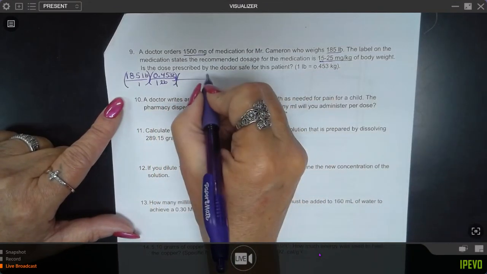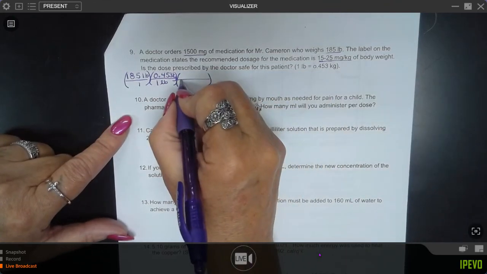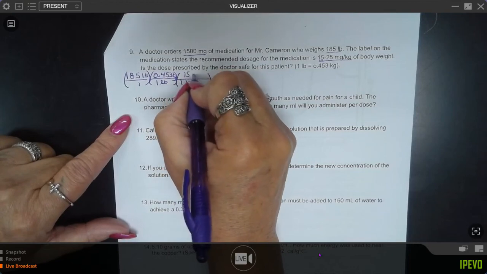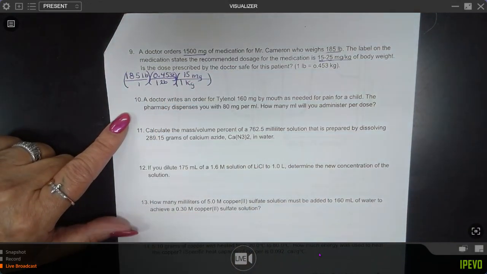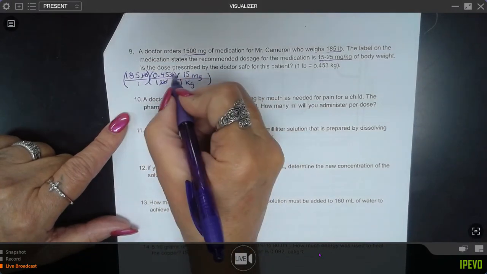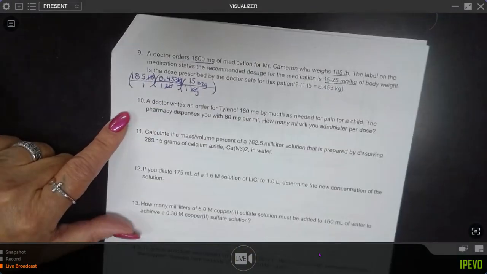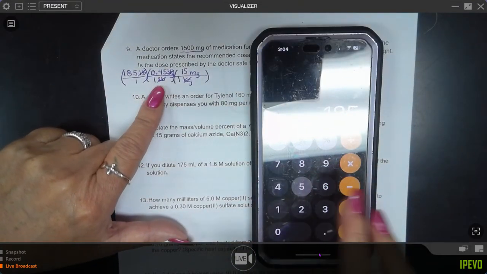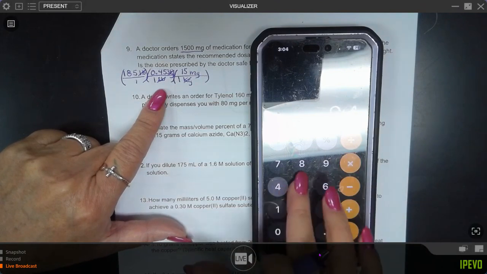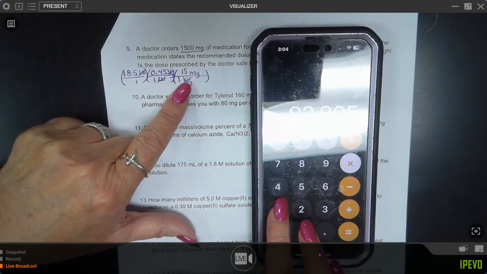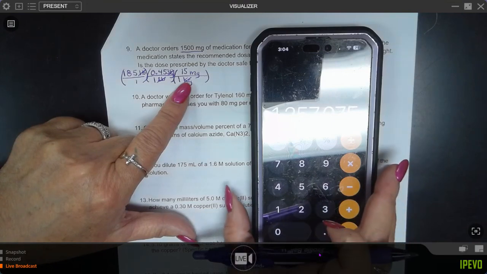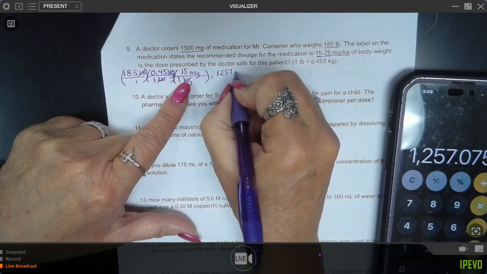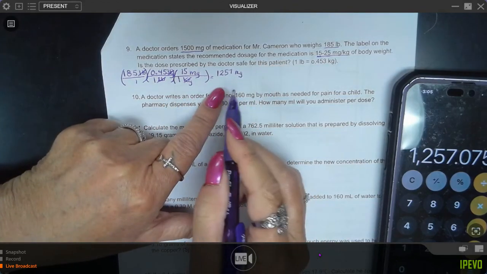Okay, the next thing that I'm going to do is use the dosage. The dosage says that for every 1 kilogram of body weight, the low end dose would be 15 milligrams of the medication. Okay, so now if I look at this, my pounds cancel, my kilograms cancel. I'm going to end up with an answer in milligrams. So let's see, 185 times 0.453 times 15 is 1,257 milligrams.